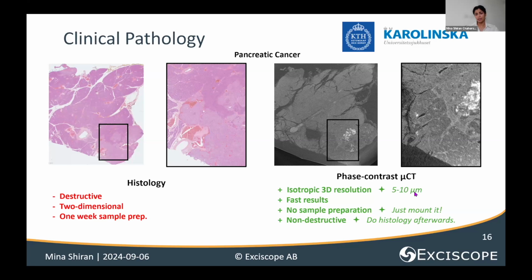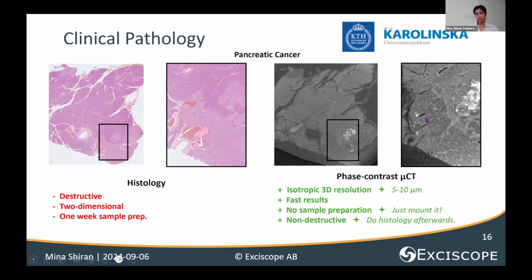On the other hand, phase contrast microCT imaging is quite fast. This specific data was acquired within 3 hours, but this can be done even shorter, in 20 minutes. And this data is based on not destroying the sample, so it was not a destructive sample preparation. The sample was preserved as it was, and we could get basically isotropic 3D resolution in different directions, of course. And as I mentioned, no sample preparation was needed.